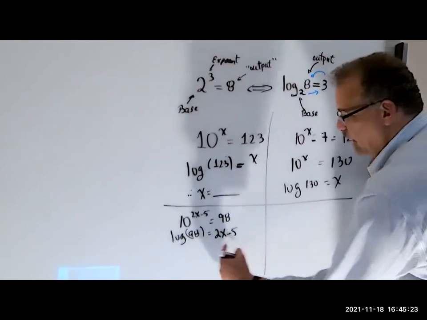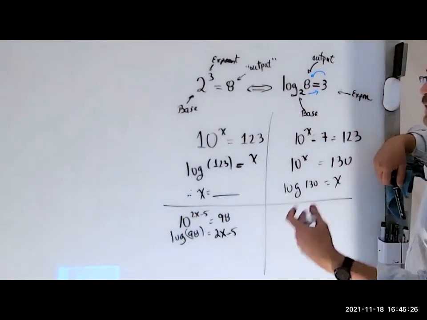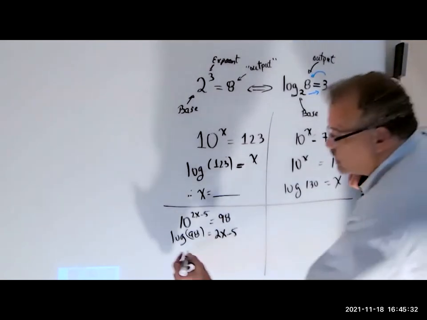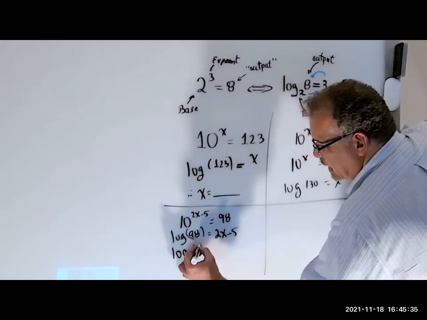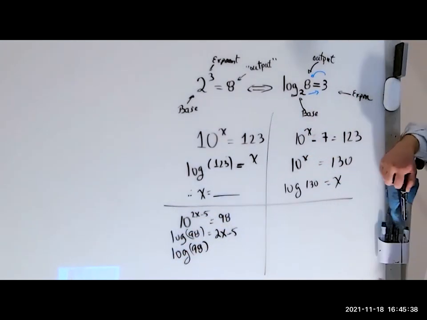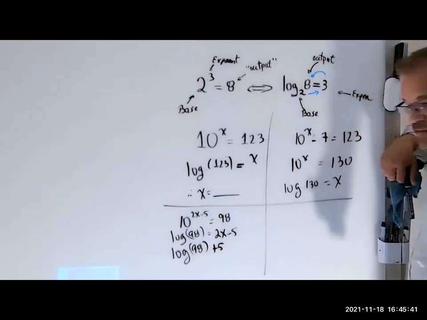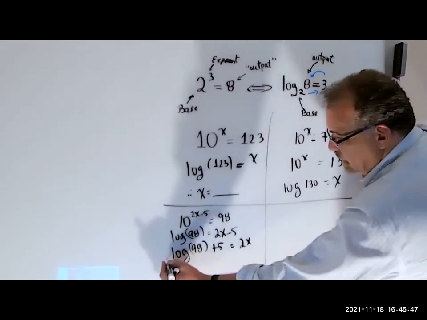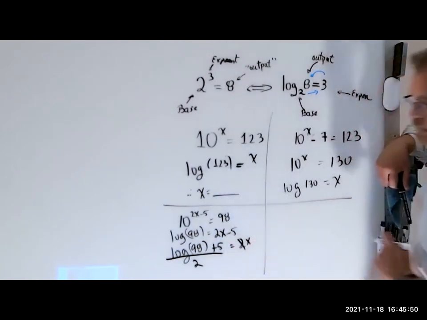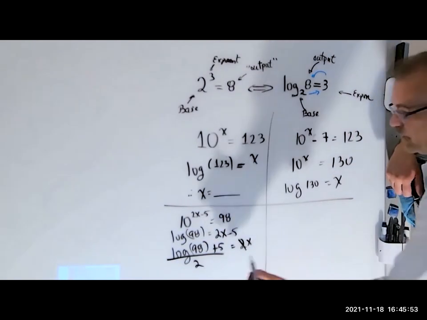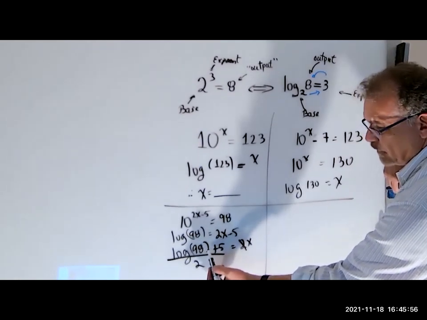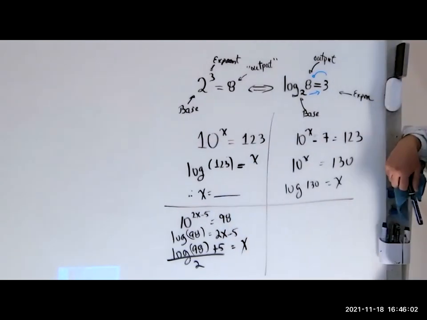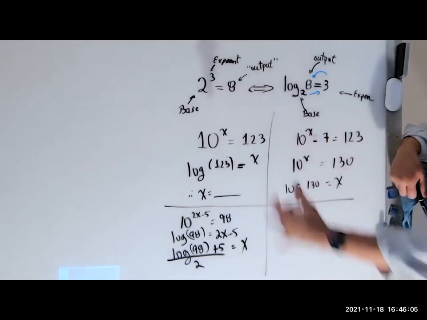So be careful here, folks. When you add 5, it is not going to be log of 98 plus 5, which is log of 103. No, it's going to be log of 98, whatever the number we get from the calculator, then we add 5 equals 2x. Since I'm solving for x, I divide by 2. So then it's going to be log of 98, whatever the number is, plus 5, divided by 2 equals x.